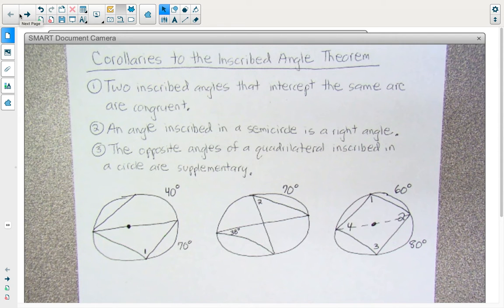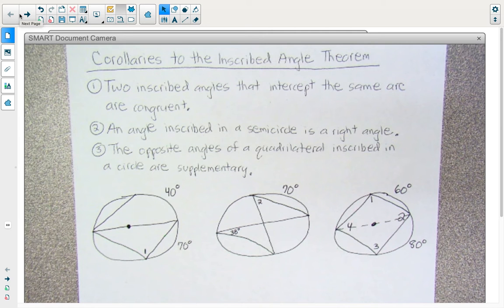1. Two inscribed angles that intercept the same arc are congruent. 2. An angle inscribed in a semicircle is a right angle. 3. The opposite angles of a quadrilateral inscribed in a circle are supplementary.